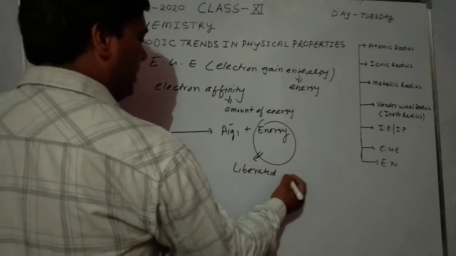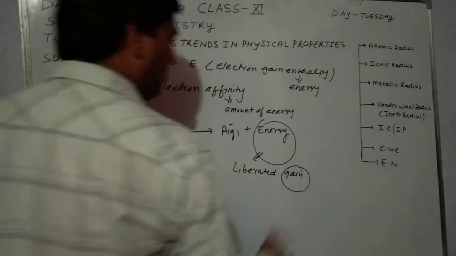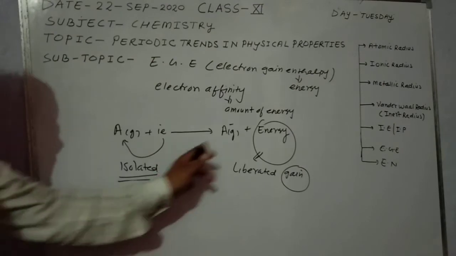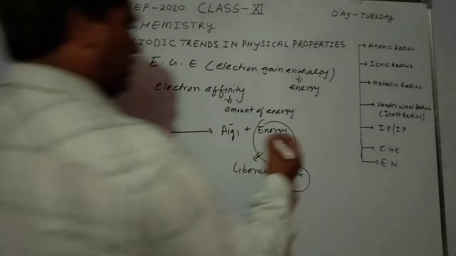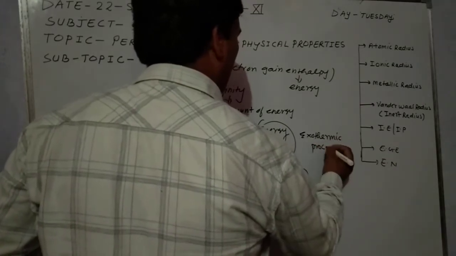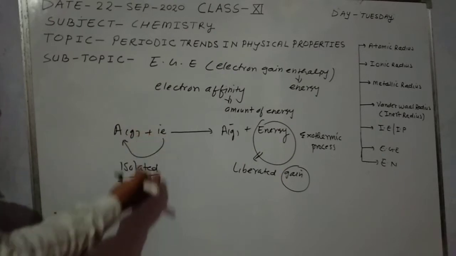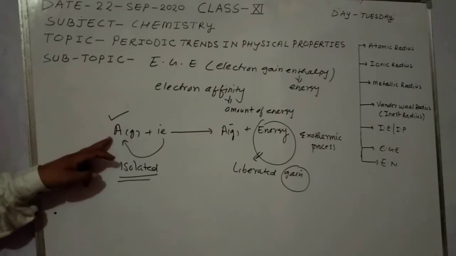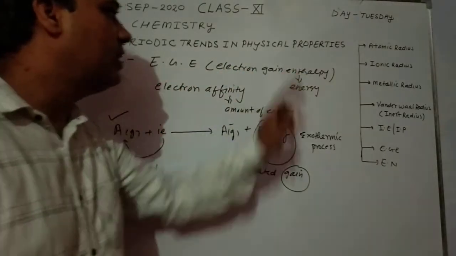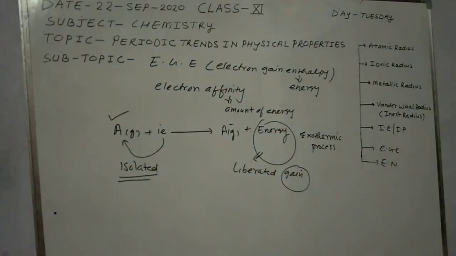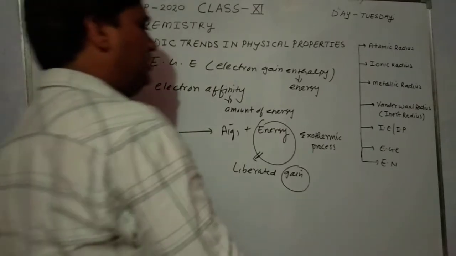It means energy is gained during a particular process, so it is known as electron gain enthalpy. It is an exothermic process. So the energy released when one electron is added into an isolated gaseous atom in the outermost shell is known as electron gain enthalpy or electron gain energy. This process is exothermic because energy is released during the reaction.